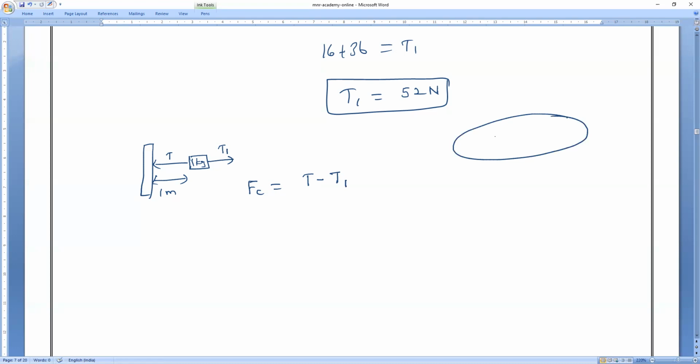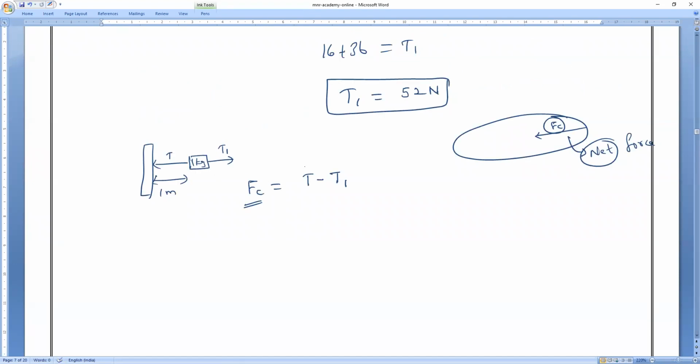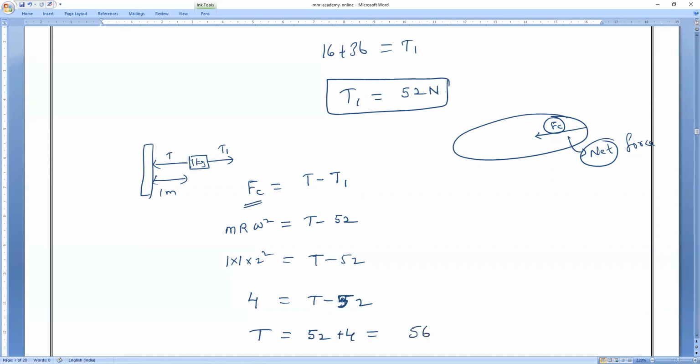Always remember, centripetal force means, of whatever forces are acting, finally the net force which is acting towards the center is called the centripetal force. So FC is equal to M R omega square, which is equal to T minus T1, that is T minus 52. M is 1, R is 1, and omega is 2 square, which means 4. So 4 is equal to T minus 52, so T is equal to 52 plus 4, which is 56 Newtons.